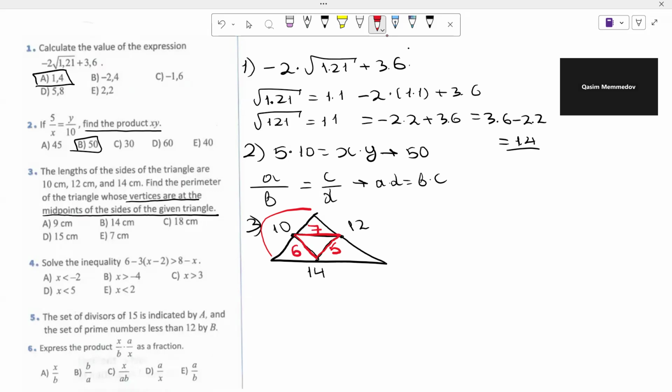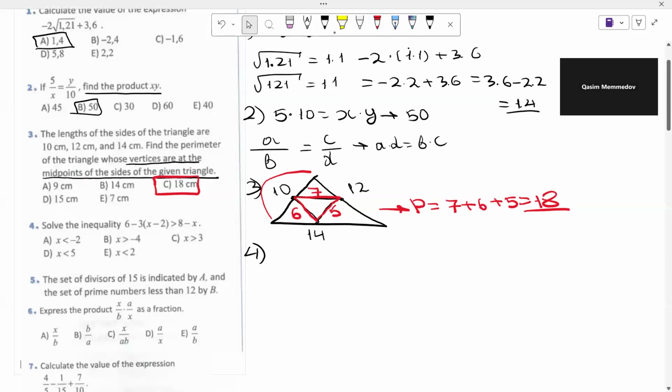And the perimeter equals 7 plus 6 plus 5. And the answer is 18. Let's continue with the fourth one.